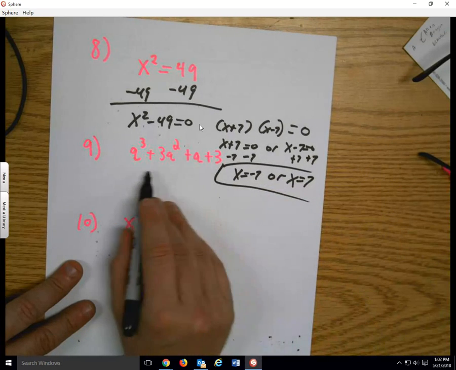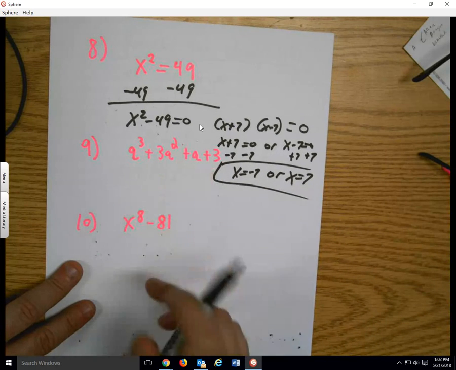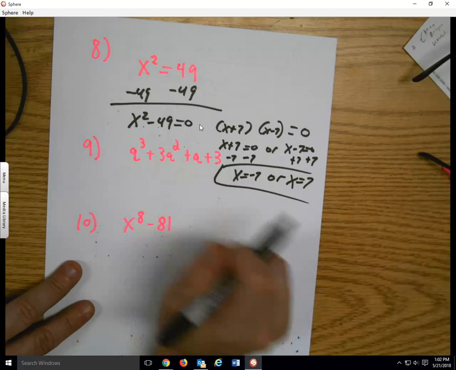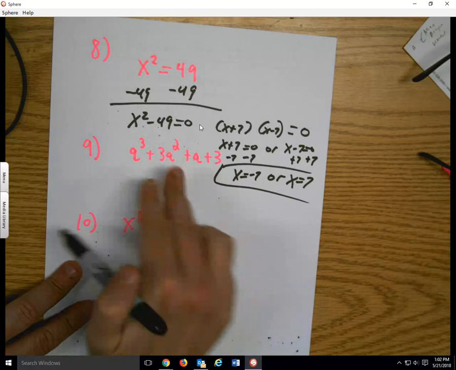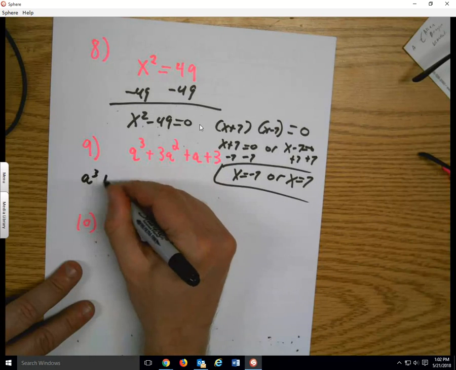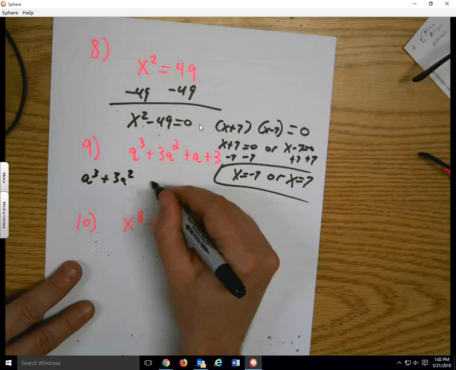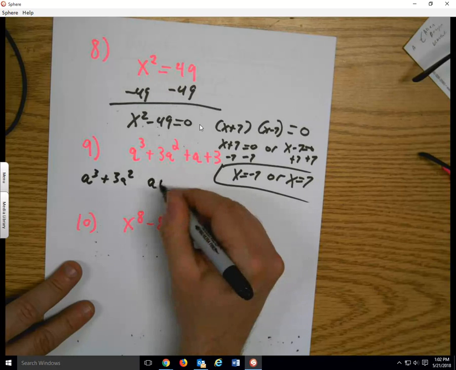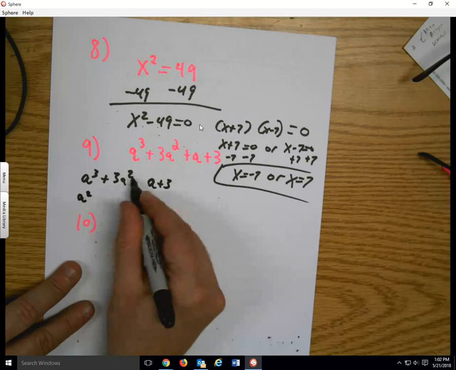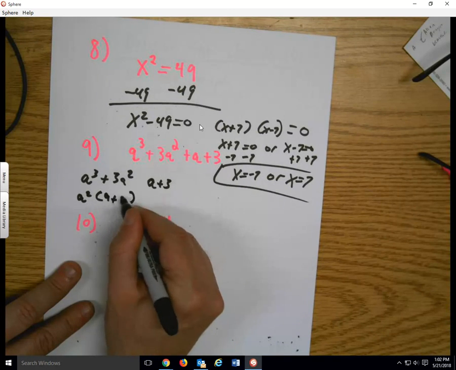Okay, on this one, how would you factor it? It's not a binomial, it's not a trinomial, it's a polynomial of 4 terms, and there's not a greatest common factor that can go into all 4. So you factor by grouping. I'll put the first 2 together and the next 2 together. So I'm going to put a cubed plus 3a squared together, and then I'm going to do a plus 3 together. What's the GCF here? It's a to the second. Always choose the smallest. You have an a plus 3.